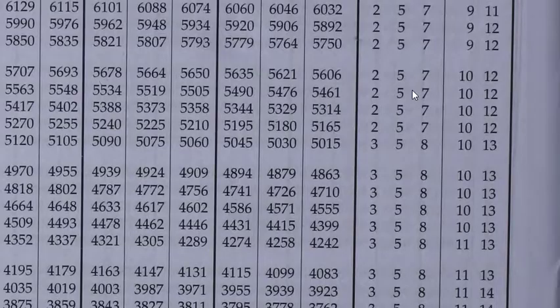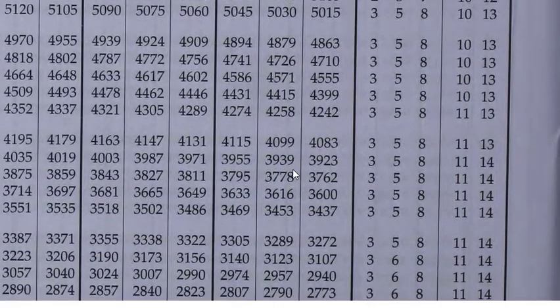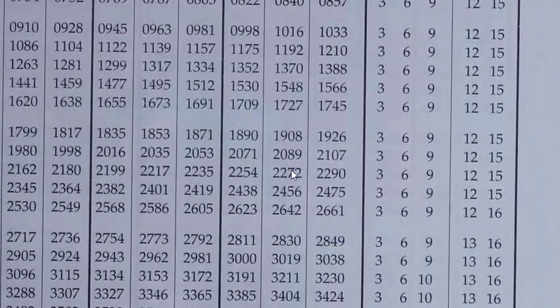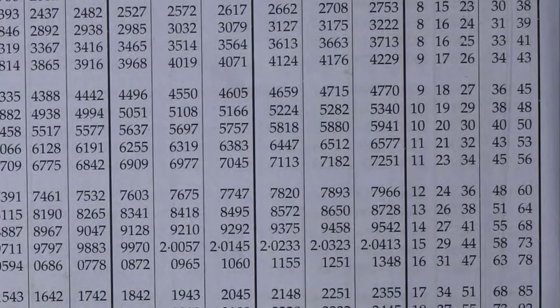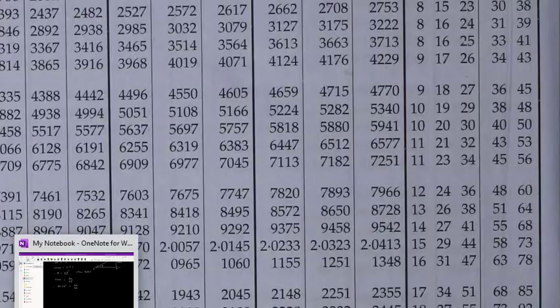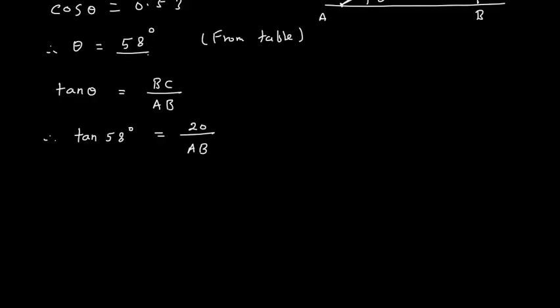Again we will go to the table, and here I will see tan 58 degree. This is natural tan, and I have to see 58 degree. So tan 58 degree is 1.6003. So I can say 1.6. Therefore 1.6 is equal to 20 divided by AB. So AB is equal to 20 divided by 1.6.